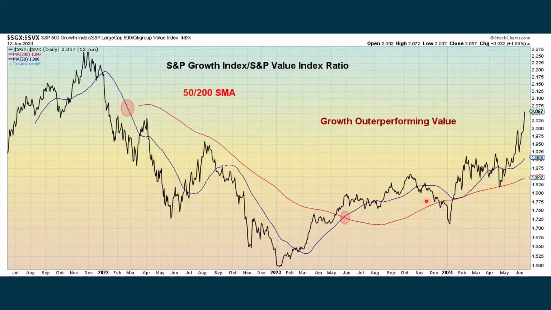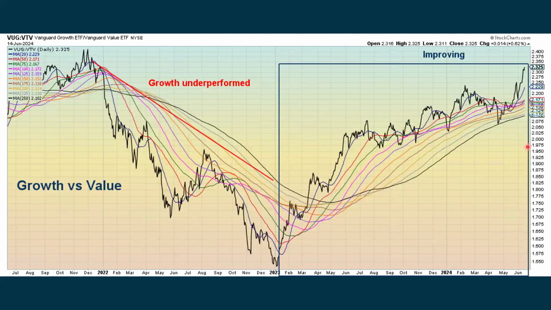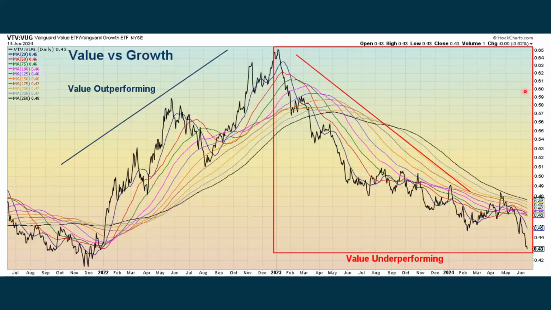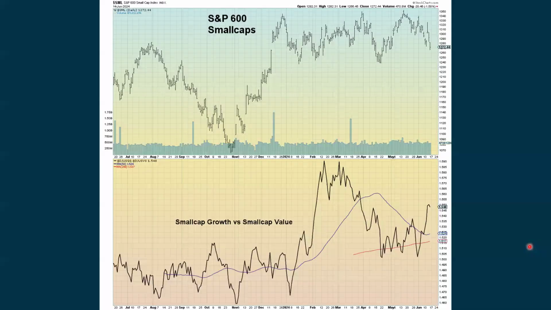Then we look at another growth to value ratio here, showing how growth is outperforming. We look at a couple of ETFs, a growth ETF and a value ETF. When this is going up, that means the growth ETF is outperforming, and it's actually doing quite well these days. Then we look at an inverse of that same thing, showing how value is underperforming.